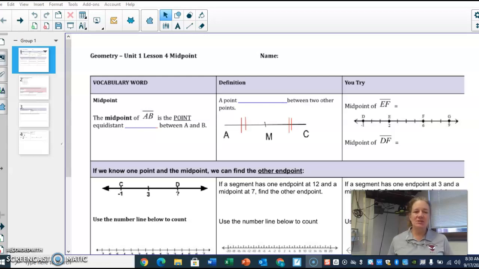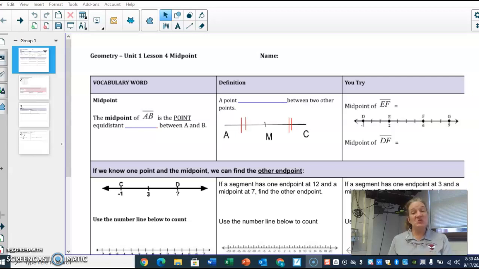This is the video for the guided notes for Unit 1, Lesson 4. So we're talking about midpoints and bisectors today. We talked about general vocabulary, lines, line segments, rays, and then we talked just about line segments and the special thing that line segments do, right? You can add the two pieces together to get the whole.